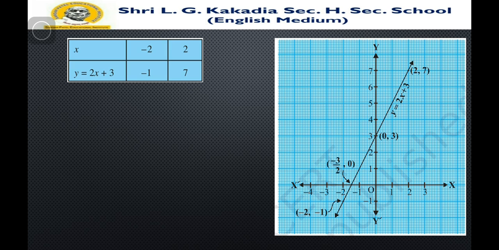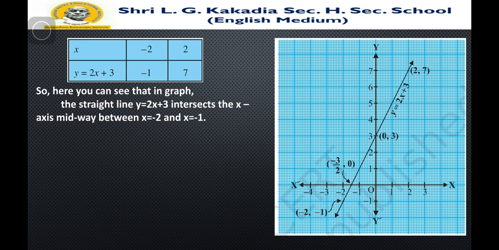Here you can see that in the graph, the straight line y is equal to 2x plus 3 intersects the x-axis midway between x is equal to -2 and x is equal to -1. Here you can see that is the point (-3/2, 0).